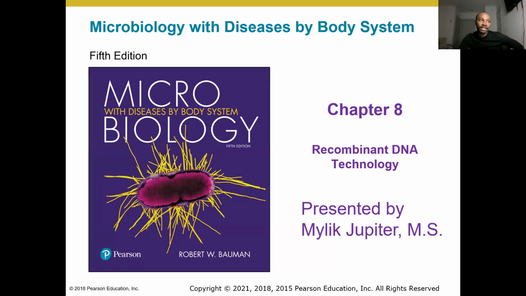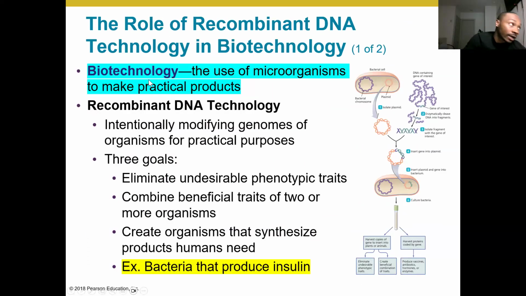Chapter 8, when we looked at recombinant DNA technology: remember, biotechnology is the use of microorganisms to make practical products. I'll give you an example: bacteria that produce insulin. Remember, we used to get insulin from pigs, but now we put the gene in the bacteria, and bacteria can produce this protein, insulin. Use this bacteria to make a practical product such as insulin.